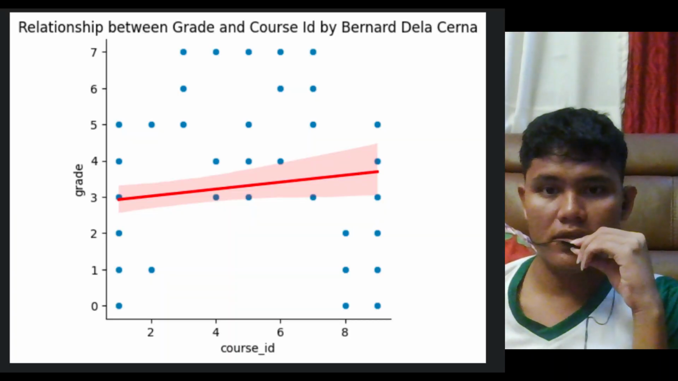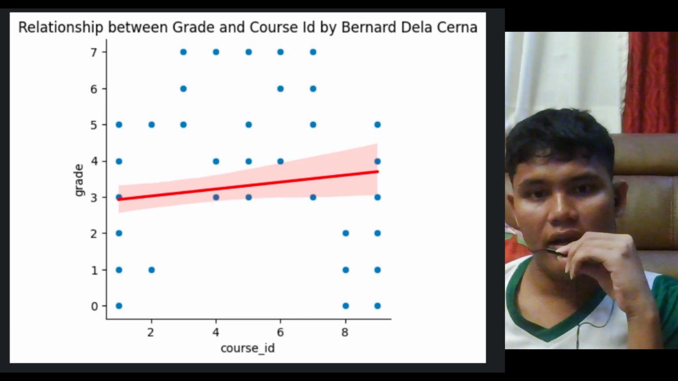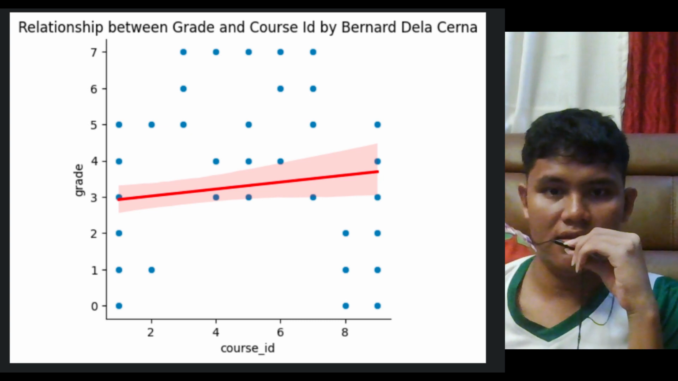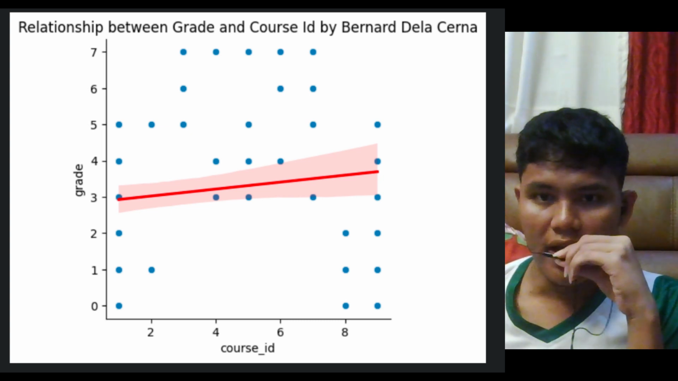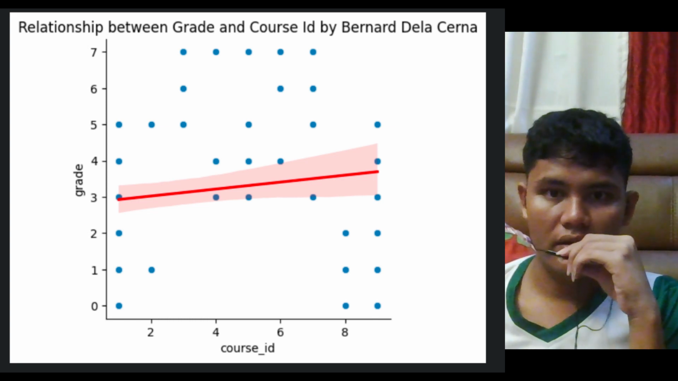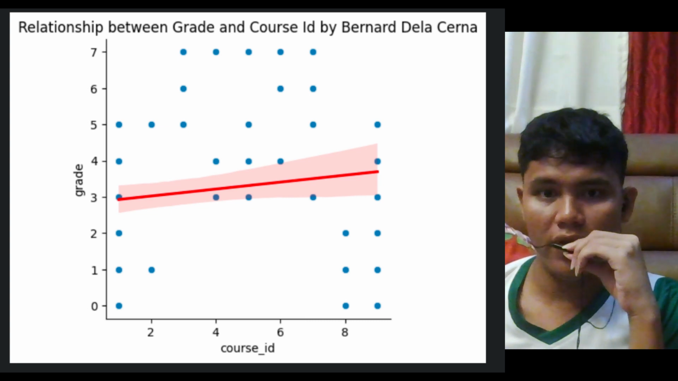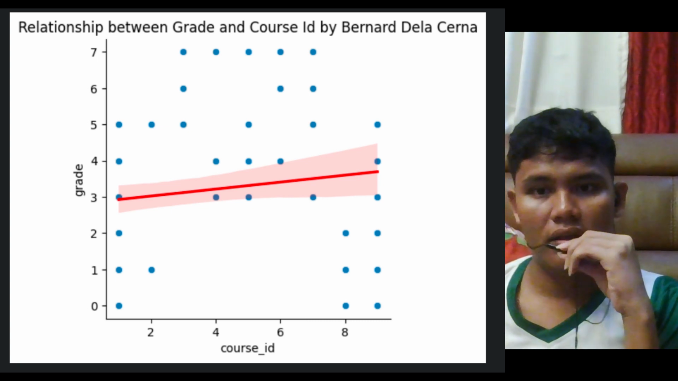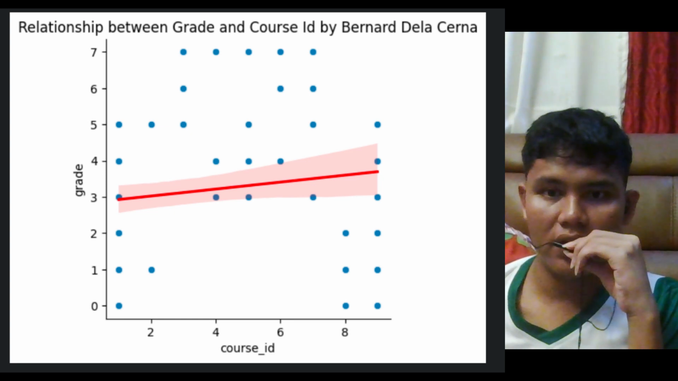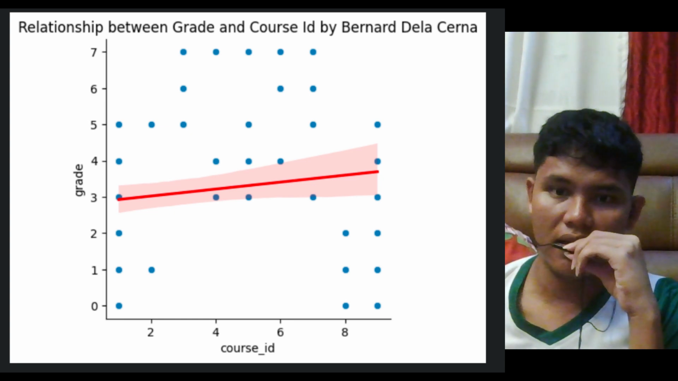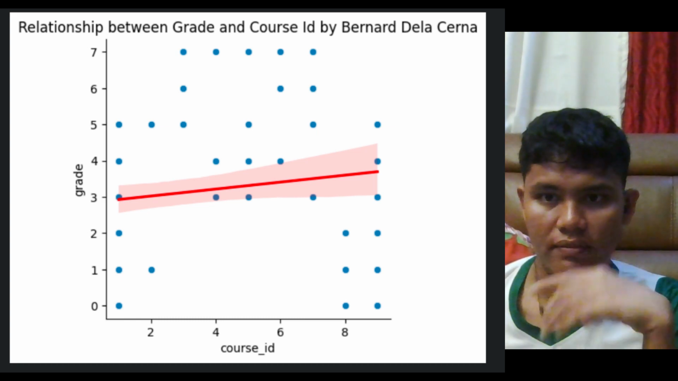The first one is the scatter plot. The x-axis of the scatter plot is course ID, while the y-axis is grade. The data points are blue dots, and the regression line is the red line. The plot shows that while there is a slight positive correlation between course ID and grade, the relationship is weak. The grades are widely spread across different course IDs, indicating that other factors may also influence grade significantly.